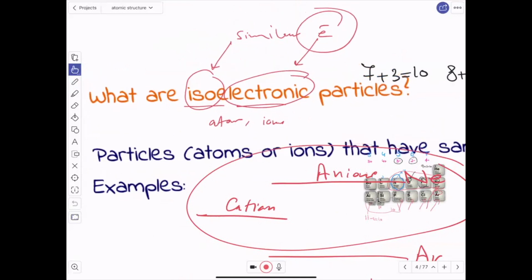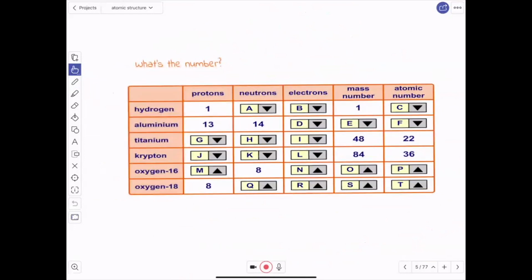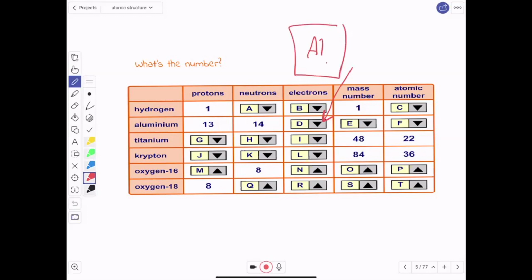All right, so if you have a periodic table now, can you identify letter D? Can you find what's the value of letter D? I'm gonna write you up aluminium here. It's 23, 27. So can you work out D, E, F?